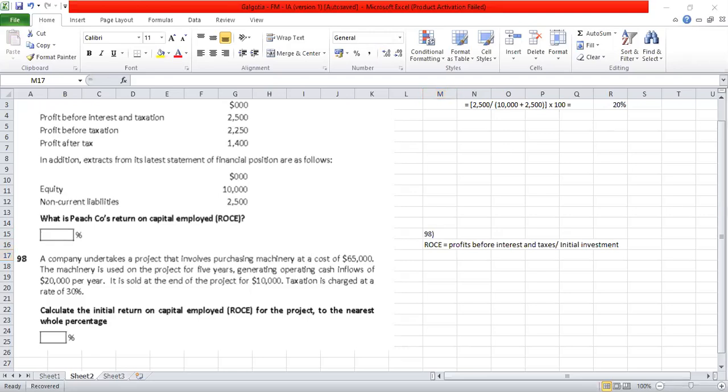The term mentioned is operating cash inflows. Cash inflows are kind of revenue or sales, something flowing into the business. From that, all expenses have to be deducted. But there is no mention of any other expenses. The only thing we can identify here is the amount of depreciation. The machinery costs 65,000, the life is 5 years, and there is a salvage value of 10,000. So calculate the amount of depreciation, take the depreciation and deduct it.